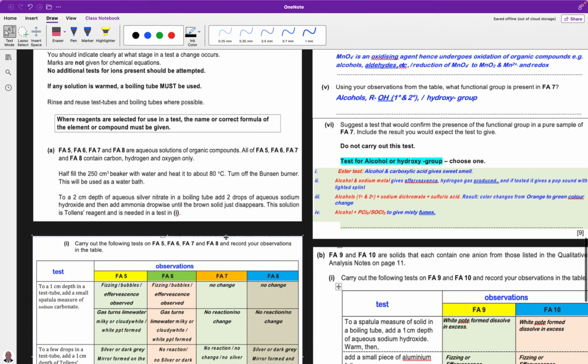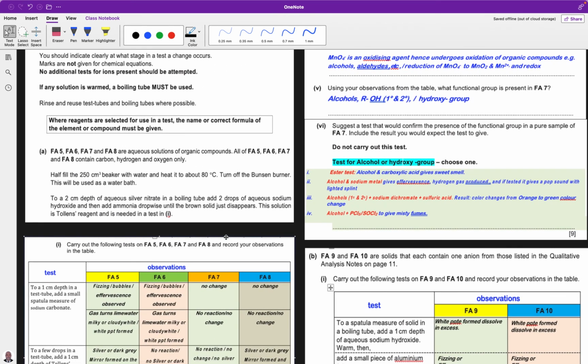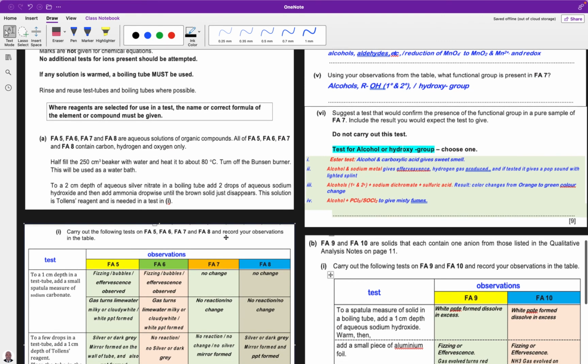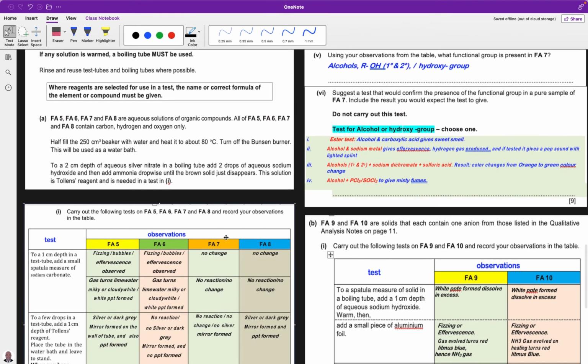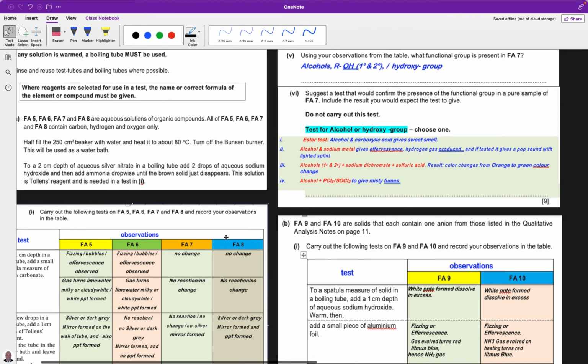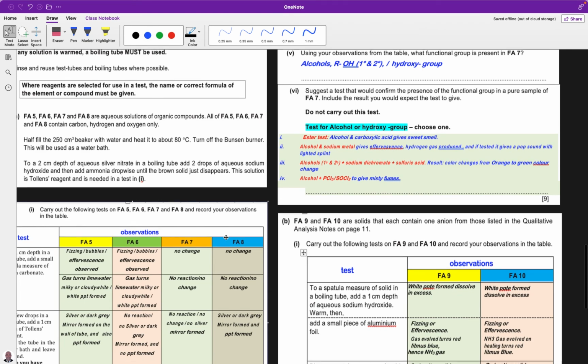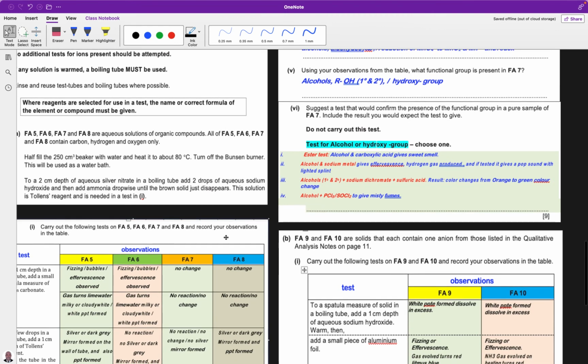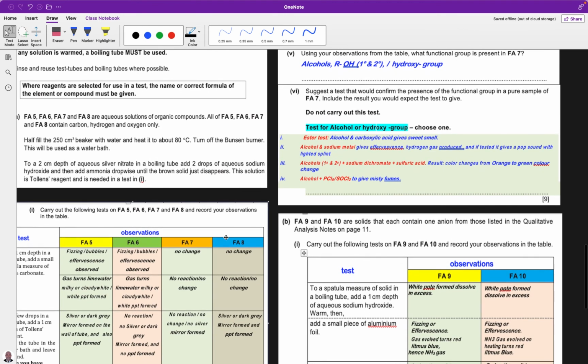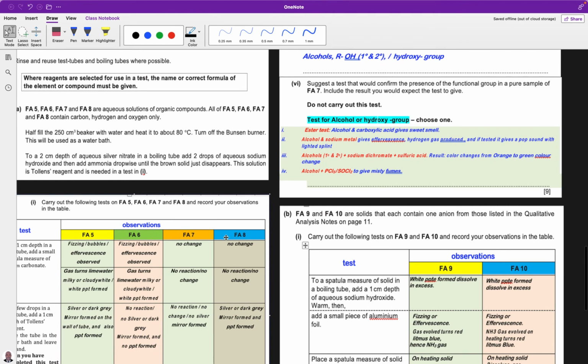So now we go to our question. Using your observation from the table, what functional group is present in Fa7? The functional group there is the alcohol functional group, or what we call the hydroxyl group. Now, suggest a test that would confirm the presence of the functional group in a pure sample of alcohol. Include the result you would expect the test to give. I have tested Fa7 to be alcohol. So now I need to give a test for alcohol or hydroxyl group.